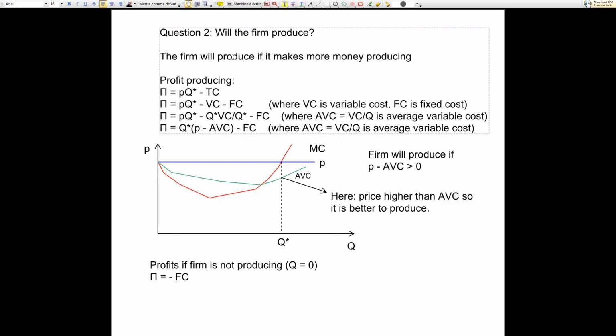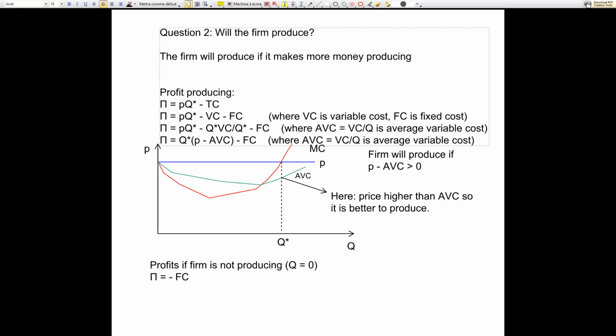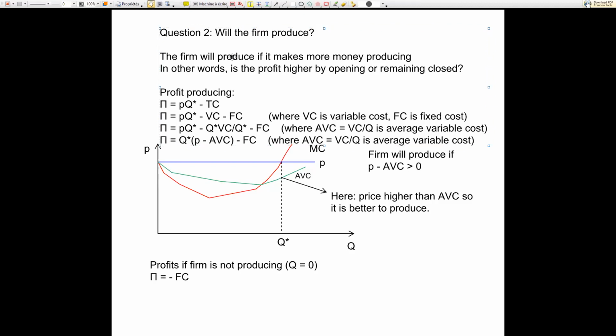In other words, is the profit higher by opening, so producing, or remaining closed?